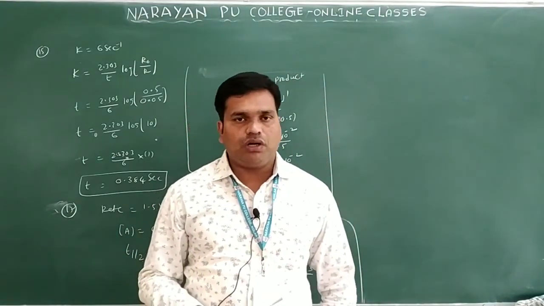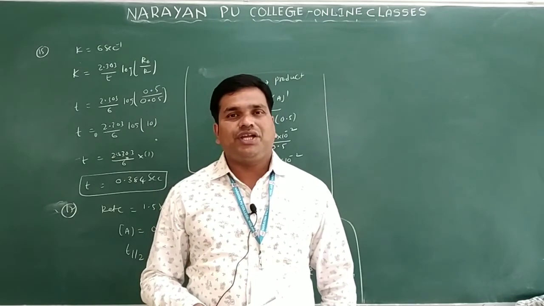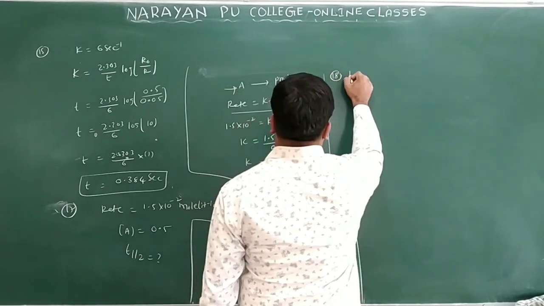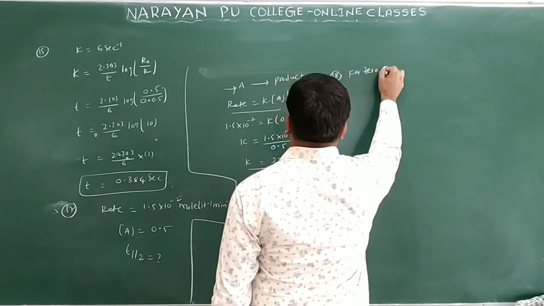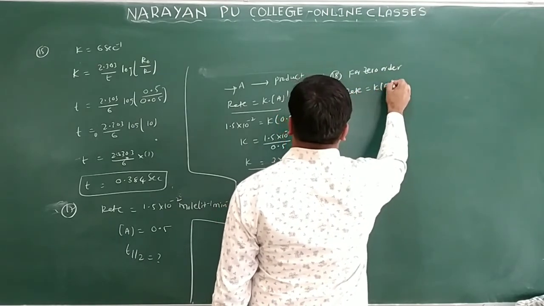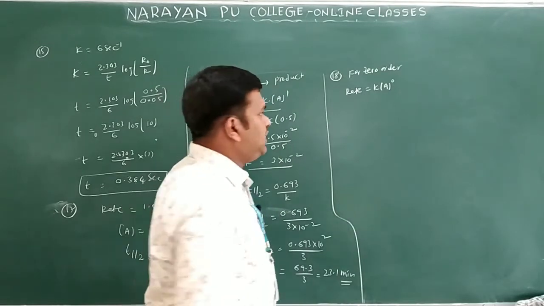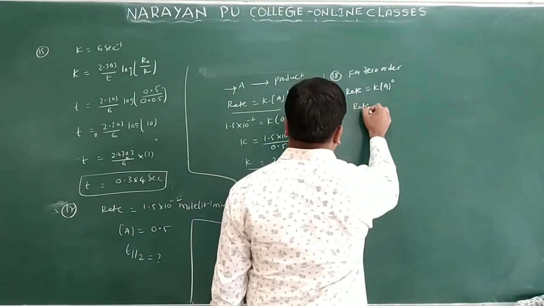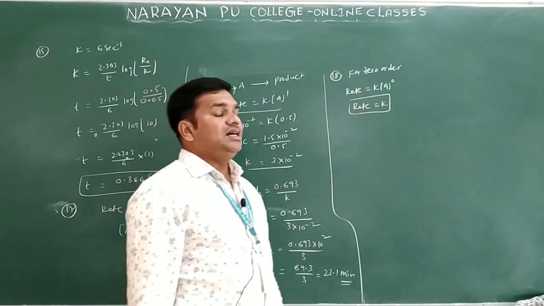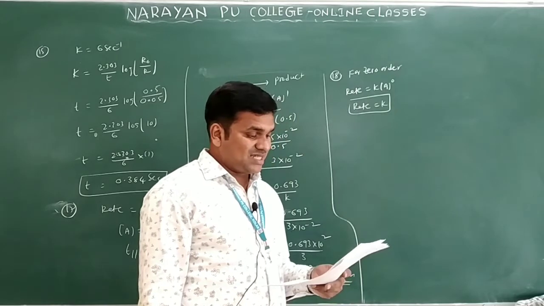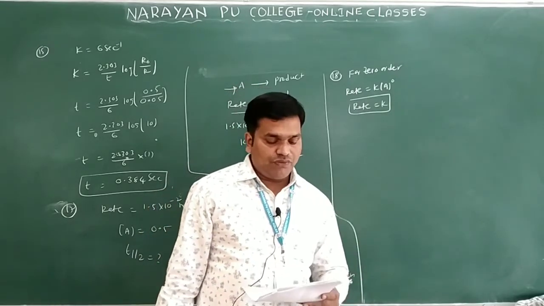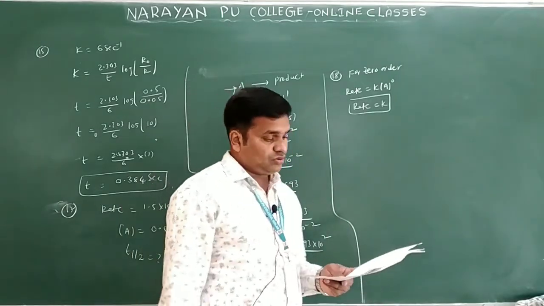You know, for zero order, what is the expression you got? Rate is equal to K into concentration of A whole power 0. Clear? So A whole power 0 means rate is equal to the rate constant. So in this case, rate becomes the rate constant, and the rate of reaction does not depend on the concentration of the reactants, means it is independent of the concentration. So we will take option 2 for question number 18.